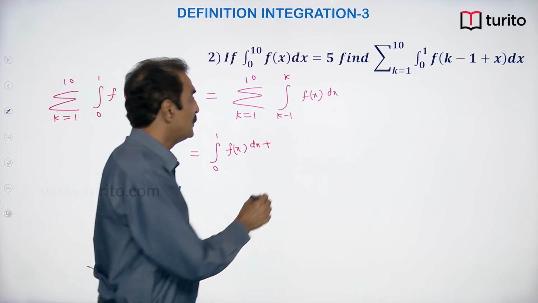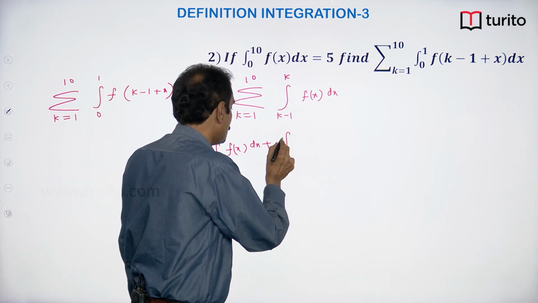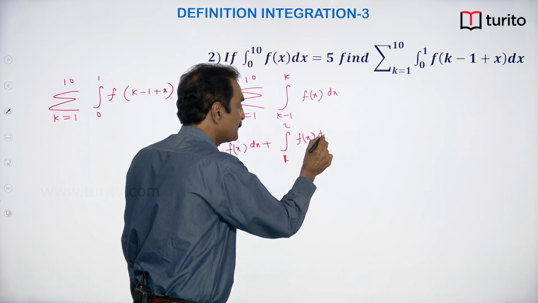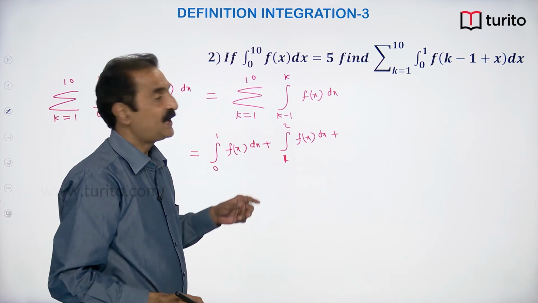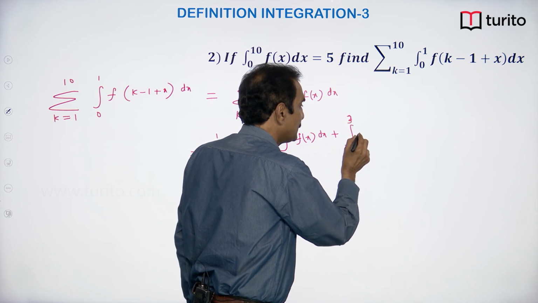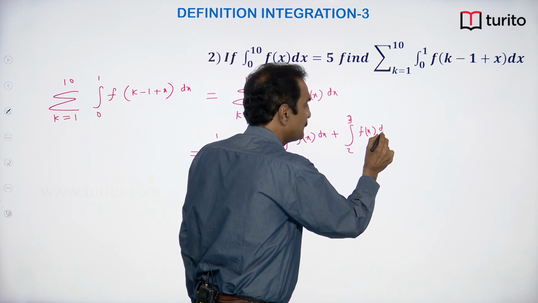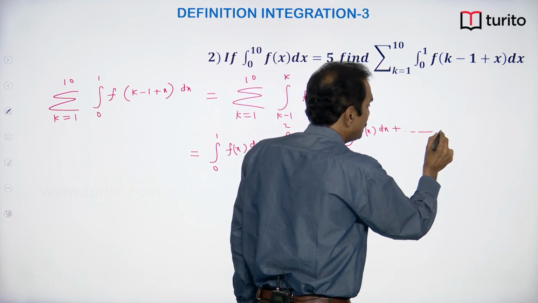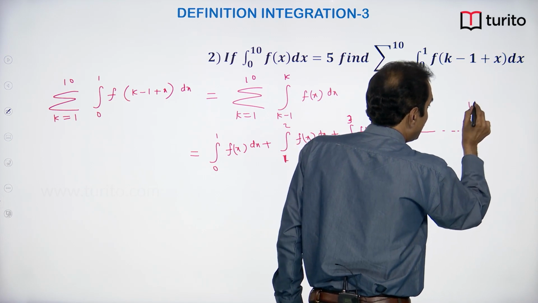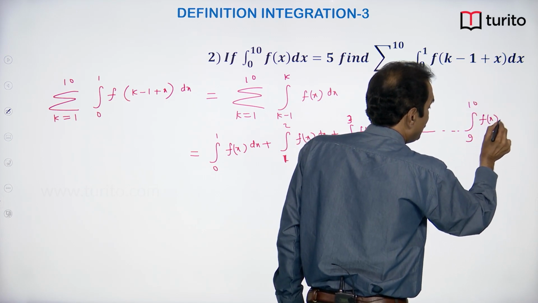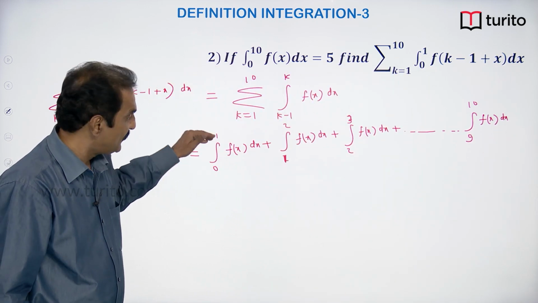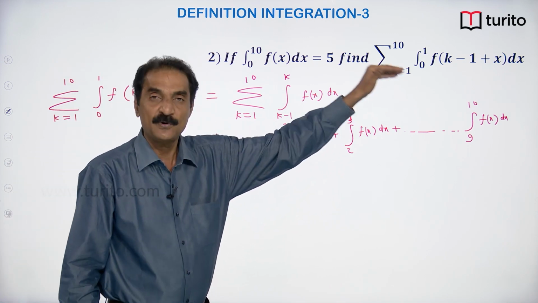Substituting k is equal to 2, this becomes integral 1 to 2 f of x dx, plus substitute k is equal to 3, it becomes integral 2 to 3 f of x dx and so on. Finally, putting k is equal to 10, you will get integral 9 to 10 f of x dx. Now you are integrating f of x from 0 to 1 here, 1 to 2 here, 2 to 3, 3 to 4, up to 9 to 10.